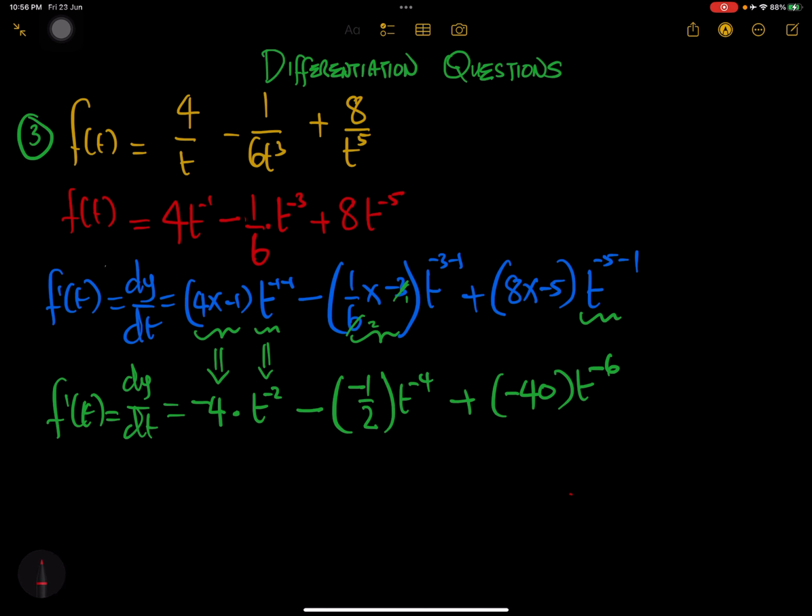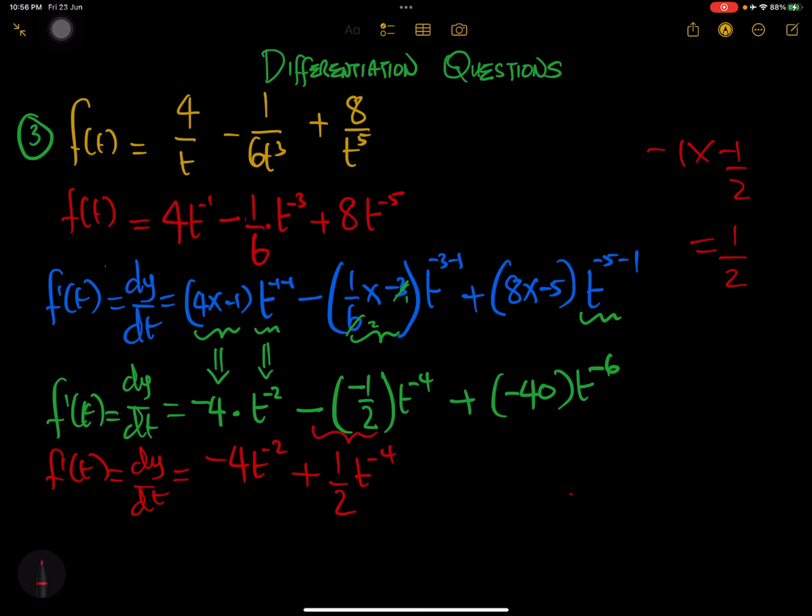So f prime of t, which is dy dt, is equal to negative 4t to the power negative 2 plus 1 over 2. This and this can multiply. We're getting negative 1 times negative half, and that gives us 1 over 2. Negative times negative is positive. We have t to the power negative 4 here. And then we're going to have minus 40, plus 1 times negative 40, positive times negative gives us negative 40. So negative 40 multiplied by t to the power negative 6. And we have completed our differentiation.